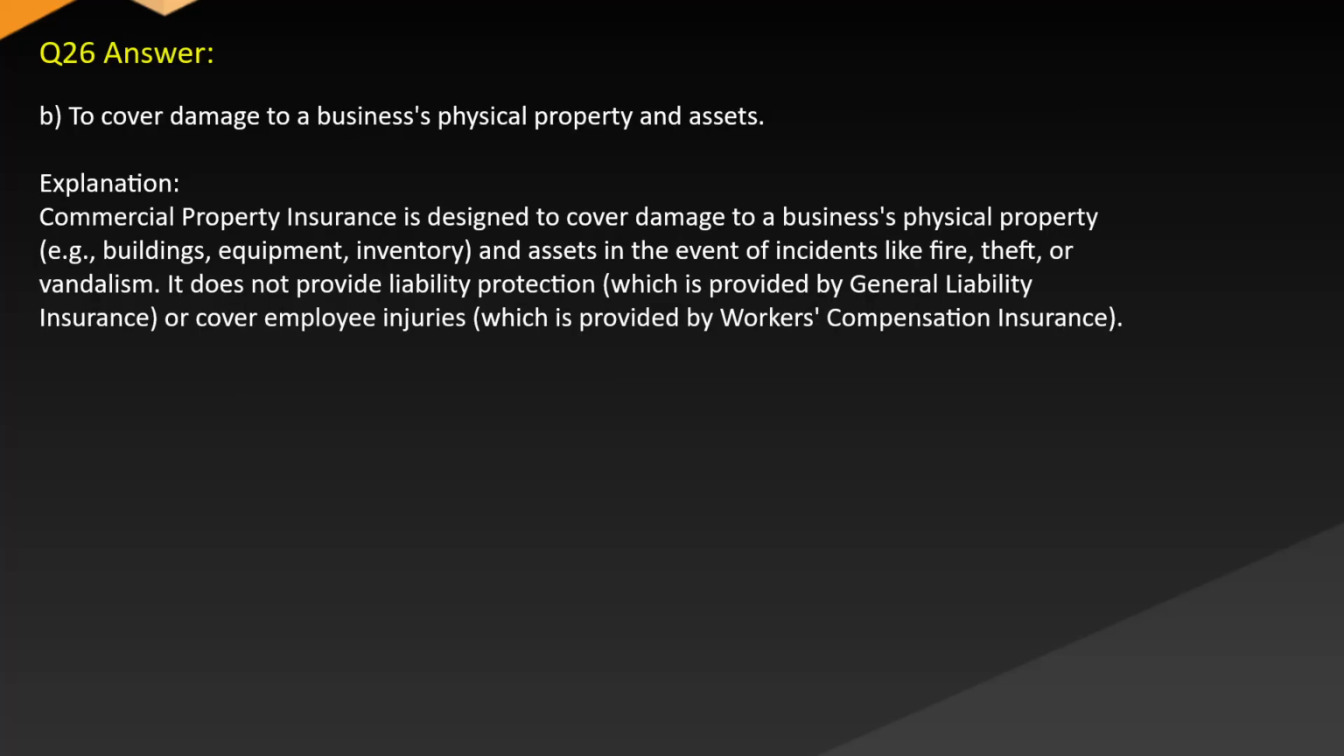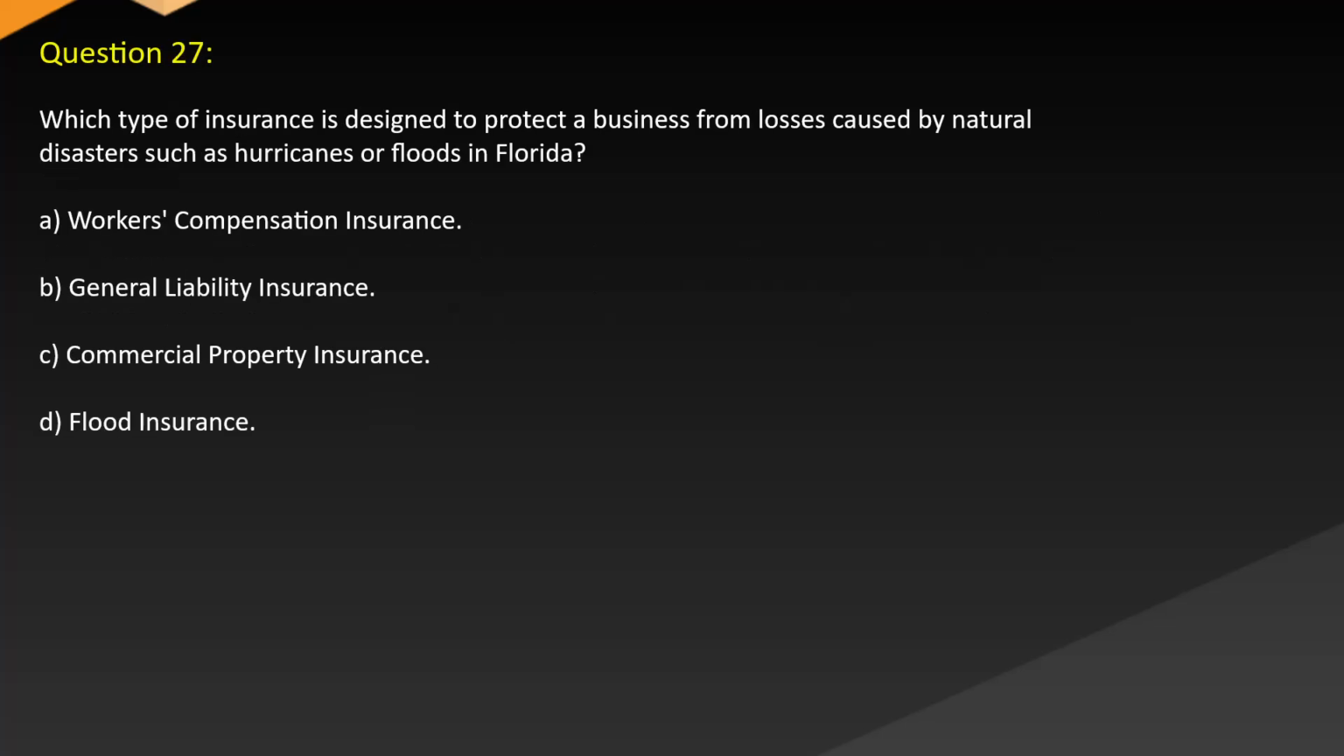Answer: B. To cover damage to a business's physical property and assets. Explanation: commercial property insurance is designed to cover damage to a business's physical property, e.g., buildings, equipment, inventory, and assets, in the event of incidents like fire, theft, or vandalism. It does not provide liability protection, which is provided by general liability insurance, or cover employee injuries, which is provided by workers' compensation insurance. Question 27.